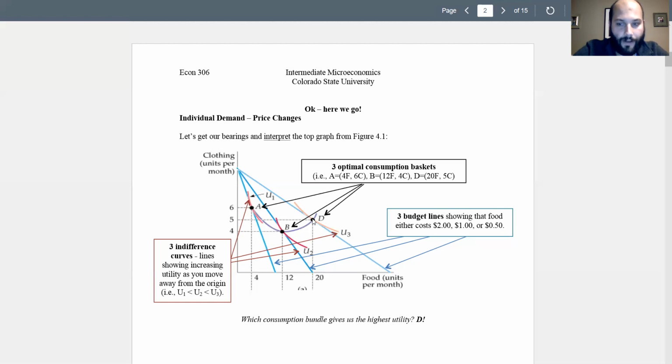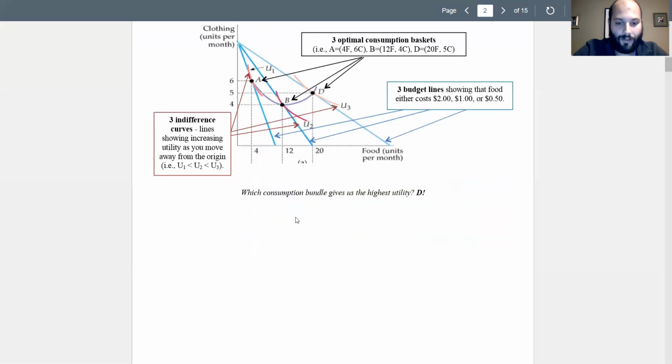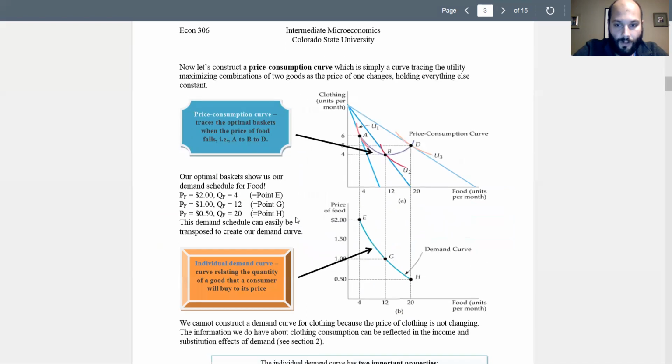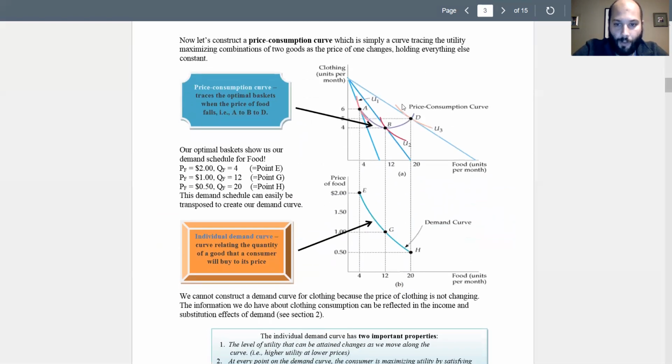Right, so same idea that we were doing before, but now we're just tracing out a set of optimal points given some different possible prices of food, and then you can trace out a curve that shows you every possible optimal point for every possible price. So that curve is what we call the price consumption curve.